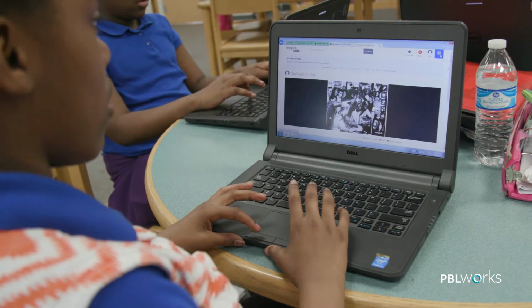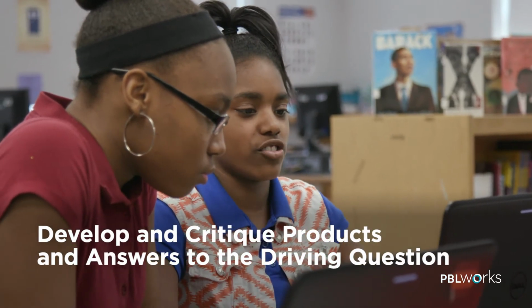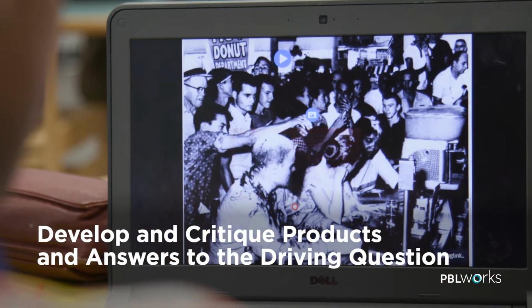During our work time, the kids continued to work on the app, adding their tags, adding more information to what they want to display for their virtual museum app. My topic is Nashville sit-ins, and I chose this background picture because it's showing a really detailed sit-in that they did.